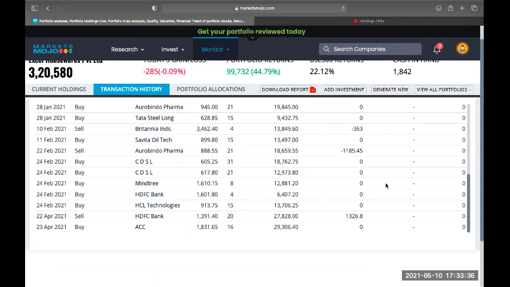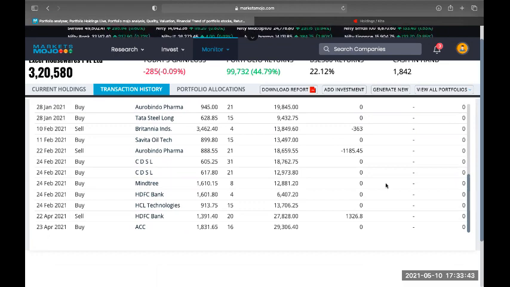This is not like algo trading where your drawdown is going to be 30%, 20%, 25%. This is not going to happen over here.